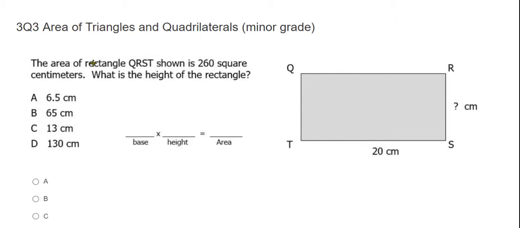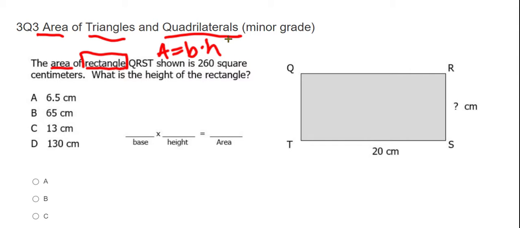Okay, this is Mr. Elmhorst. We're going to do the minor grade on area of triangles and quadrilaterals. So we're going to look at area of a rectangle. As soon as we see area of a rectangle, area is equal to base times height.